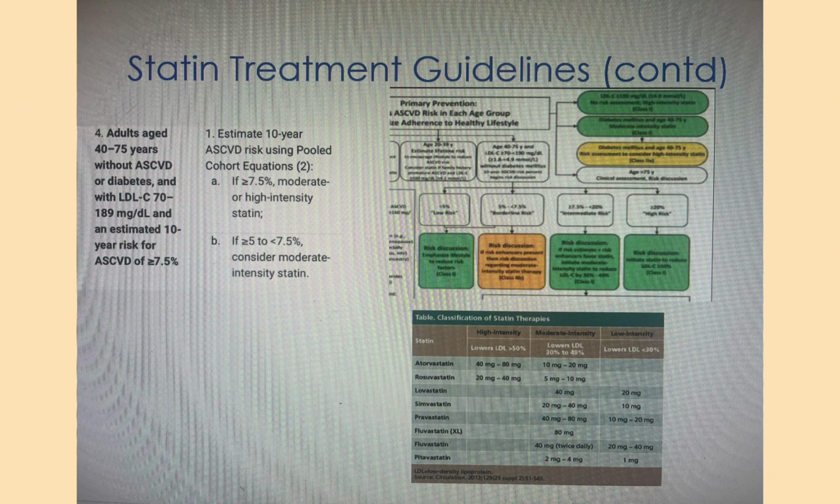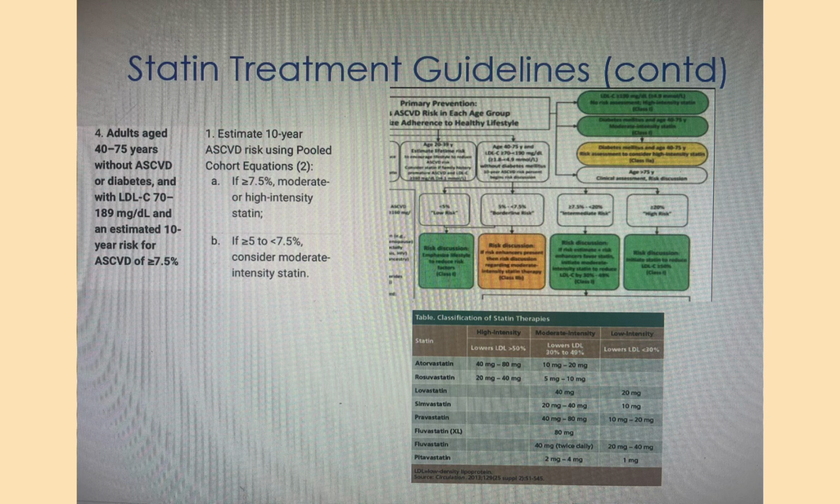Then the group that we didn't discuss so far is age greater than 75 years: clinical assessment and risk discussion. And then age 20 to 39 years, the LDL goal is less than 160. So drug therapy is advised if the LDL is greater than 160 or there is any family history of premature ASCVD. Updates and other points from the 2018 dyslipidemia guidelines.